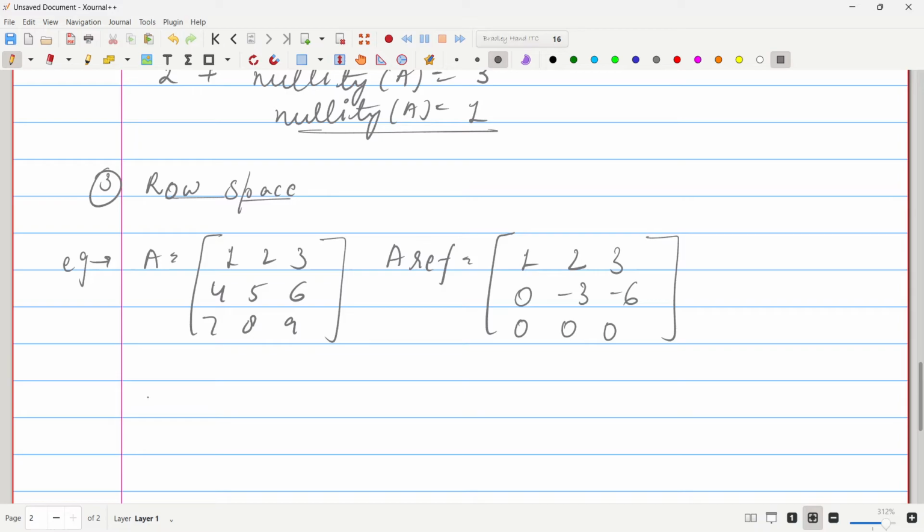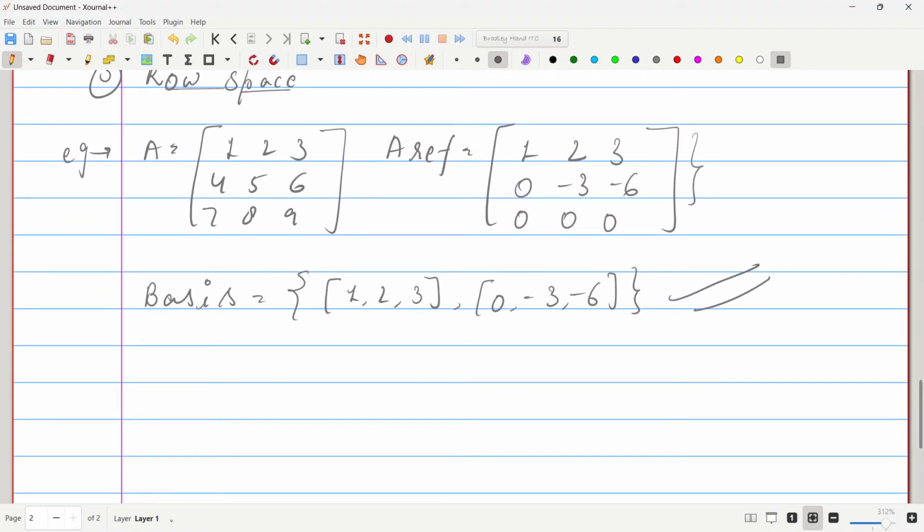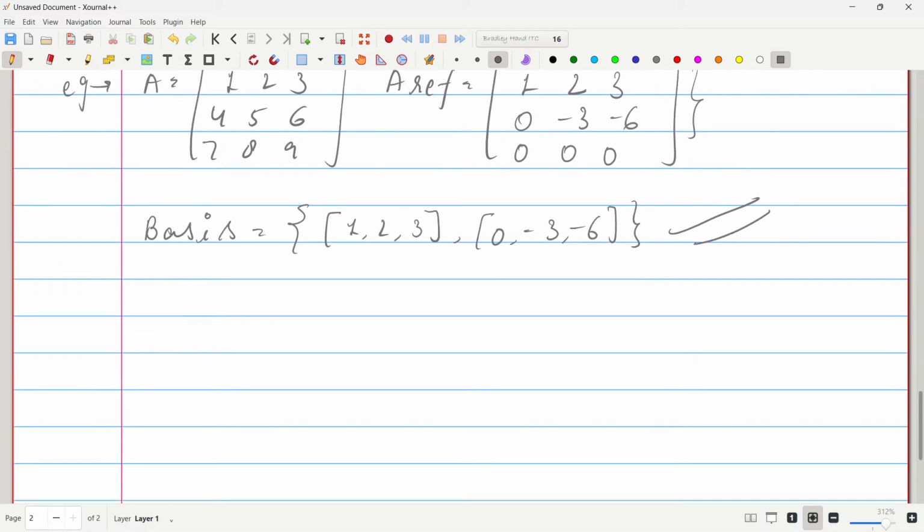Now the row space will be the non-zero rows, that is 1, 2, 3 and 0, minus 3, minus 6. So this is your row space. You just have to see how many non-zero rows there are.